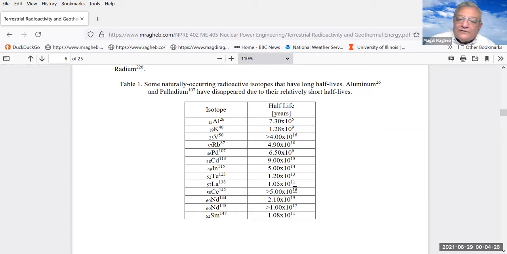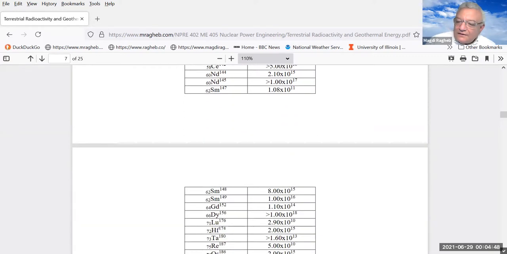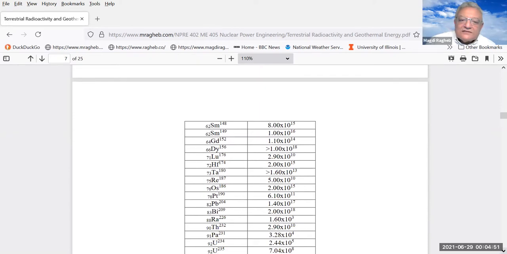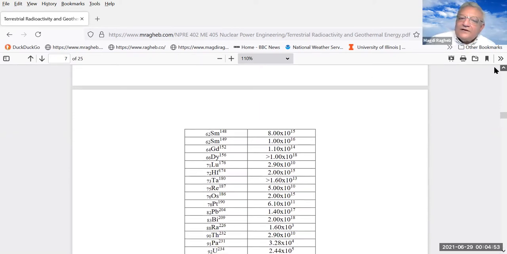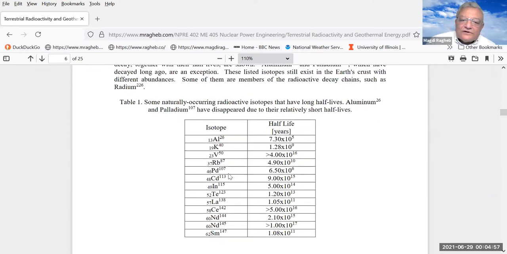Cerium-142 also has a very long half-life, and cerium is used as a rare earth element in our TVs as a phosphor, and it also has a very high hardness, so it's used for making lenses, for grinding glass in general. These are not the only elements that exist in the Earth's crust.